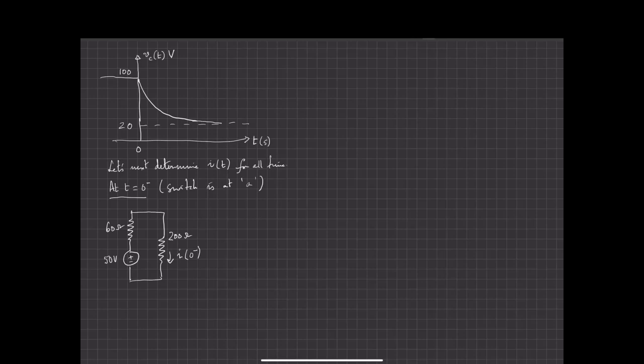And therefore, i at 0 minus equals the voltage, which is 50, over the resistance, which is 60 plus 200, and this turns out to be 0.192 amps. All right, so I now know i at 0 minus.